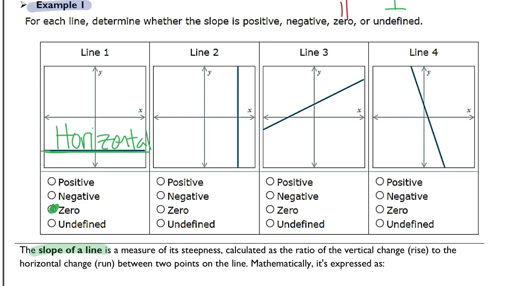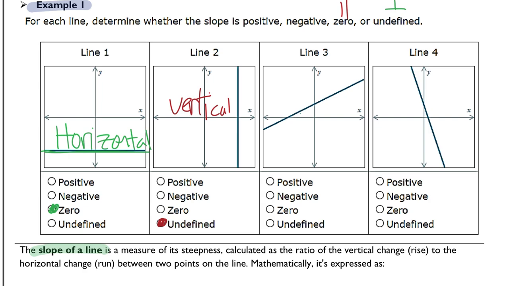Now, when I change this to a vertical line, so when it's vertical, the slope is actually undefined because when we're dividing by our x values, the change in x is actually 0. And we can't divide by 0, hence undefined. And I'll show you that in just a little bit with the formula.